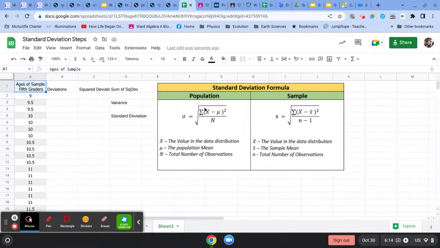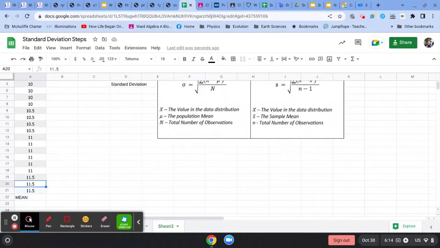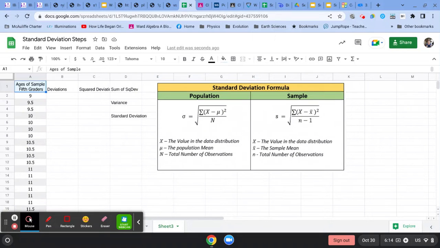And over here, we've got the standard deviation formula for a population or a sample. Well, you can probably imagine that this is not all the fifth graders in the world, so that is not a population. That is a sample. It's probably not even all the fifth graders in a particular school, which could be a population, defined as all fifth graders in a school. So this is a sample of fifth graders. So we're going to use this formula.